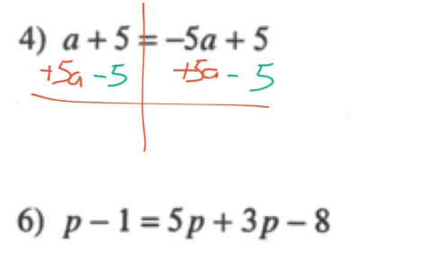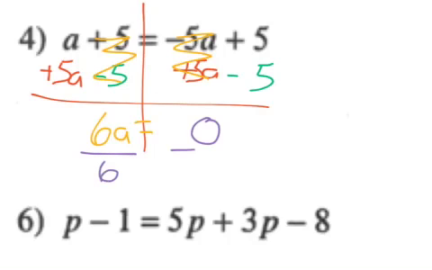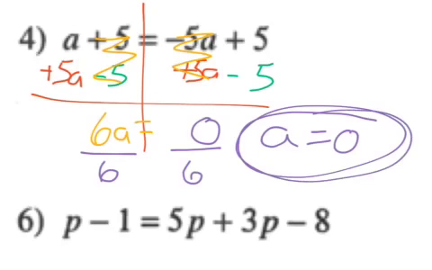So 5's cancel. A 1 plus a 5a makes 6a. Here my negative 5 and 5a cancel. And my 5, in this case, 5 minus 5 gives us 0. Now when I divide 0 by 6 to get a alone, I get a is 0. That's not empty set, that's a equals 0. It's an answer.